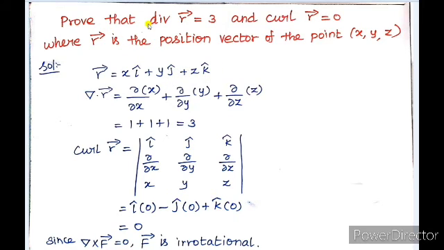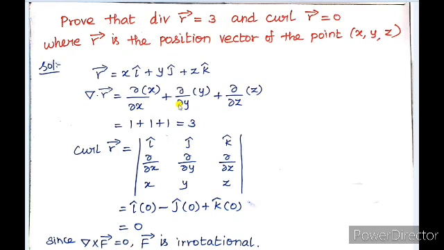Divergence of R vector means del dot R vector, so first we have to find del dot R vector. Here R vector is a position vector, and del, as we already know, is i cap dou by dou x plus j cap dou by dou y plus k cap dou by dou z. Taking the dot product of del and R vector, that is equal to dou by dou x of x plus dou by dou y of y plus dou by dou z of z.